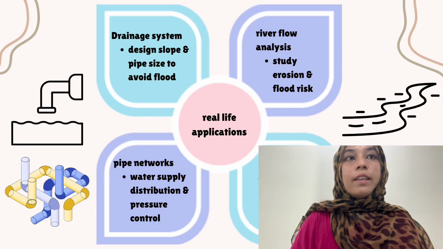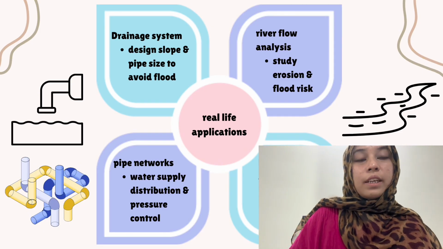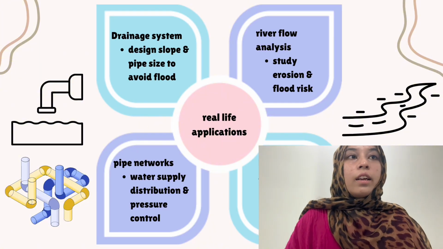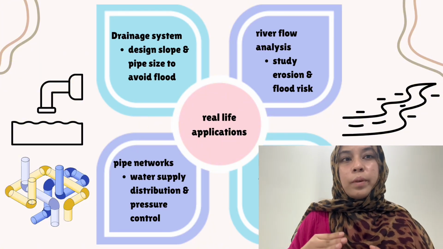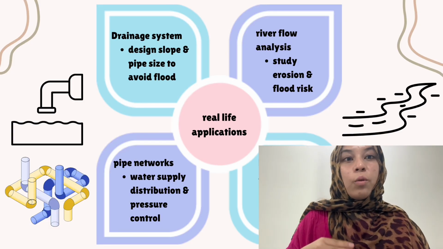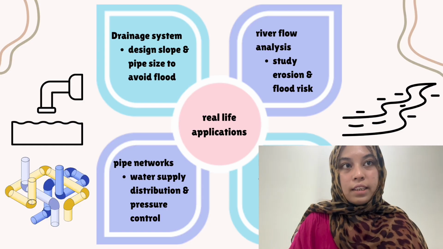Real-life applications: hydrodynamics is applied in many civil engineering works. For example, drainage systems are designed to avoid floods. River flow analysis is done to prevent erosion, and pipe networks are designed for water distribution. It is also used in structures like dams and canals.